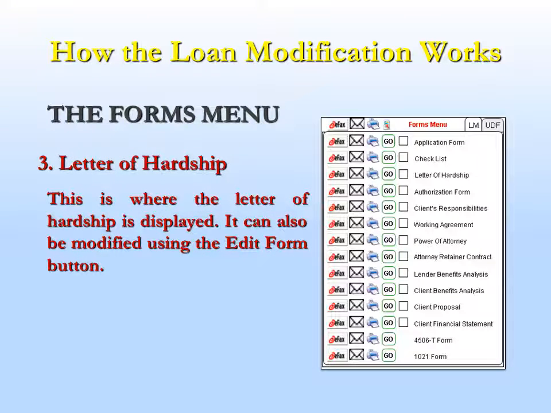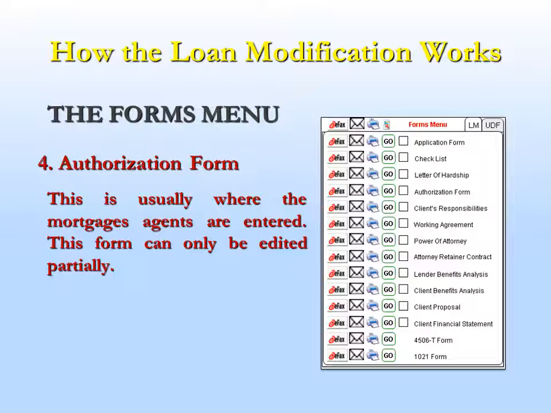Letter of Hardship. This is where the letter of hardship is displayed. It can also be modified using the Edit Form button. Authorization Form. This is usually where the mortgage's agents are entered. This form can only be edited partially.